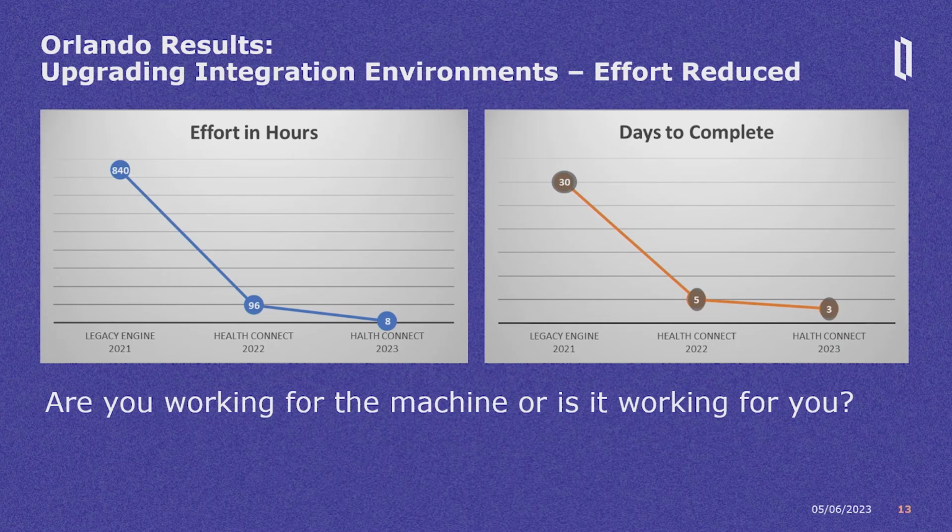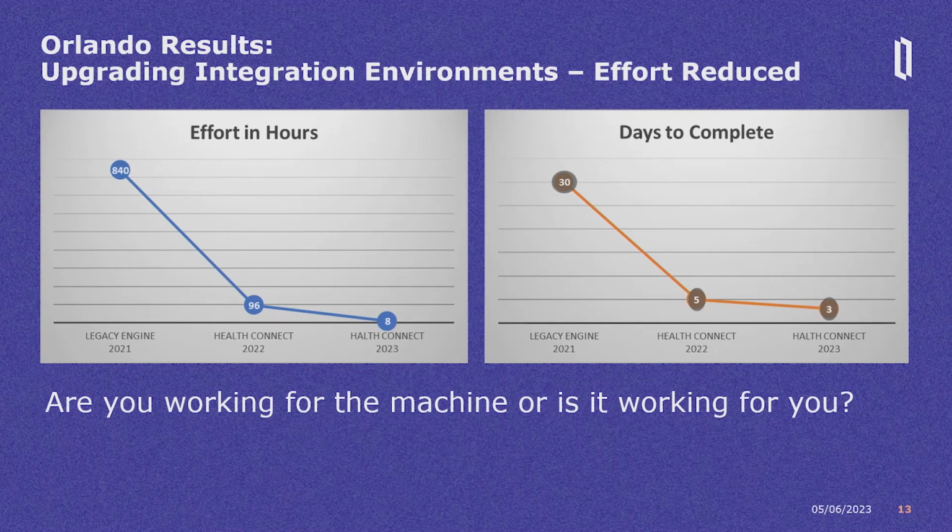So this is where we were and where we are. This is Orlando Health, the legacy engine in 2021: 840 man hours, 30 days. Last year we got it down to 96 man hours in 5 days. And right now we have it at about 8 hours. Actually, I'm exaggerating the 8 hours because I want to be cautious, because you just saw how long it took me to do the process. The machine should be doing all the work.